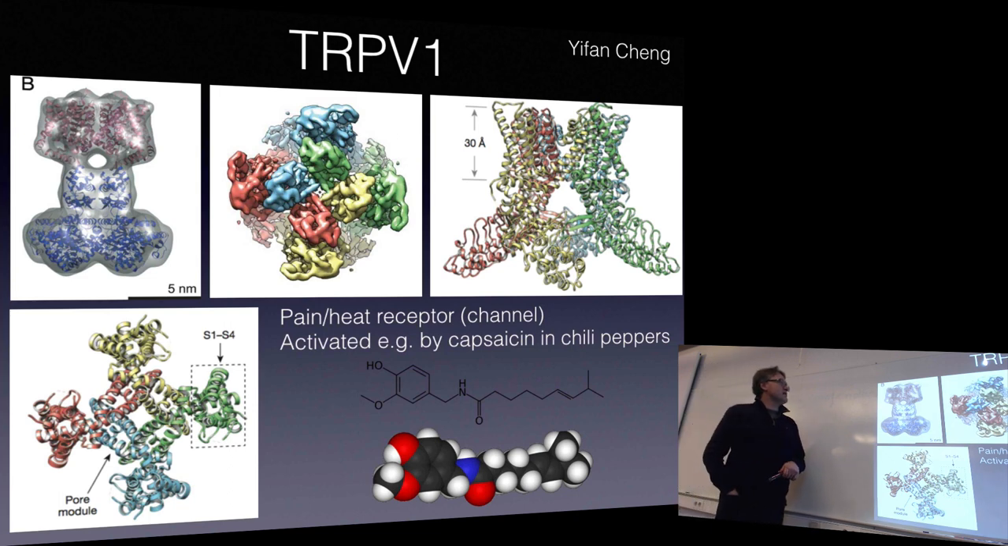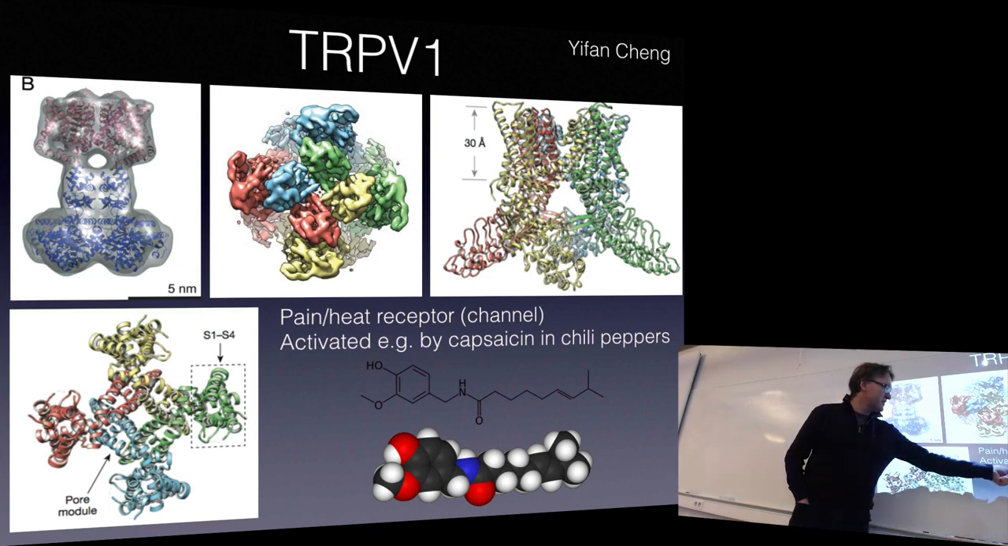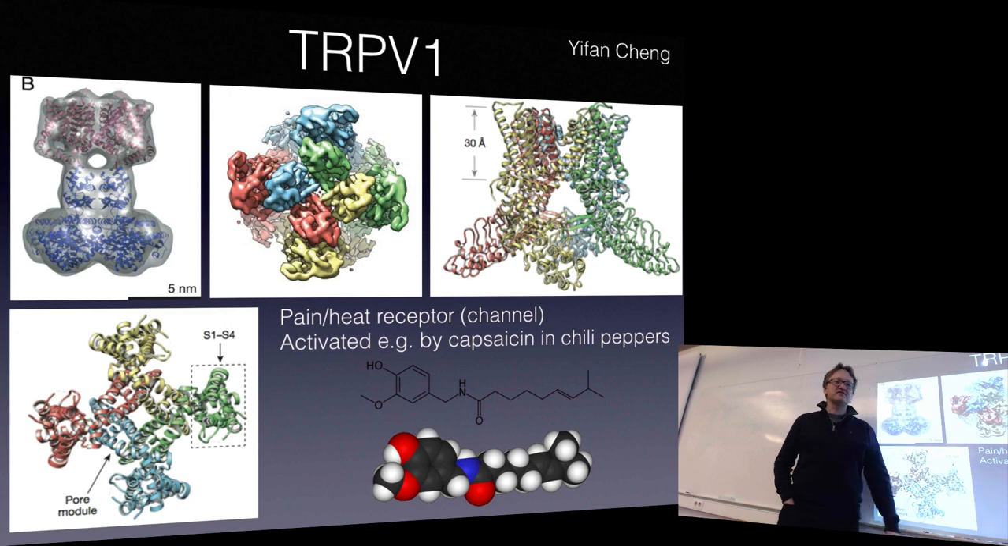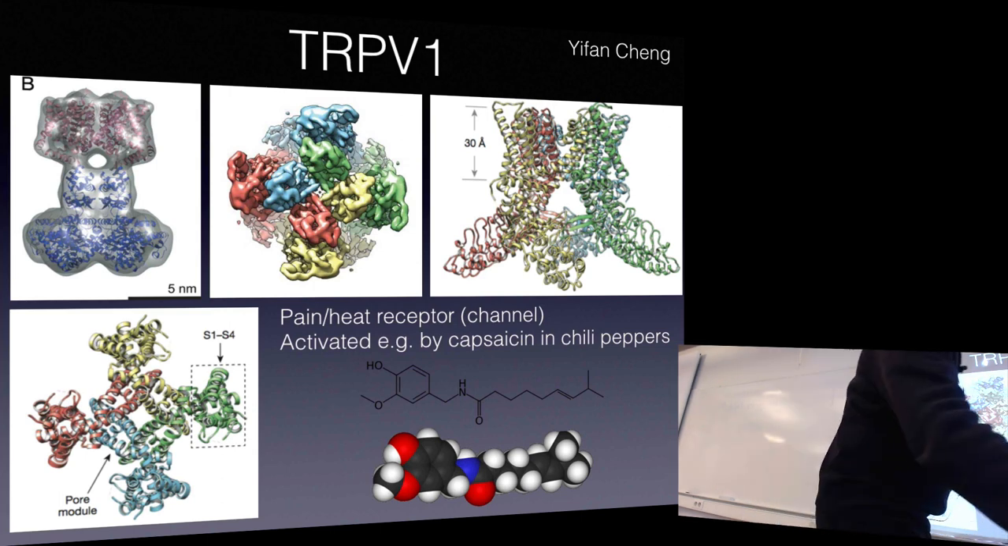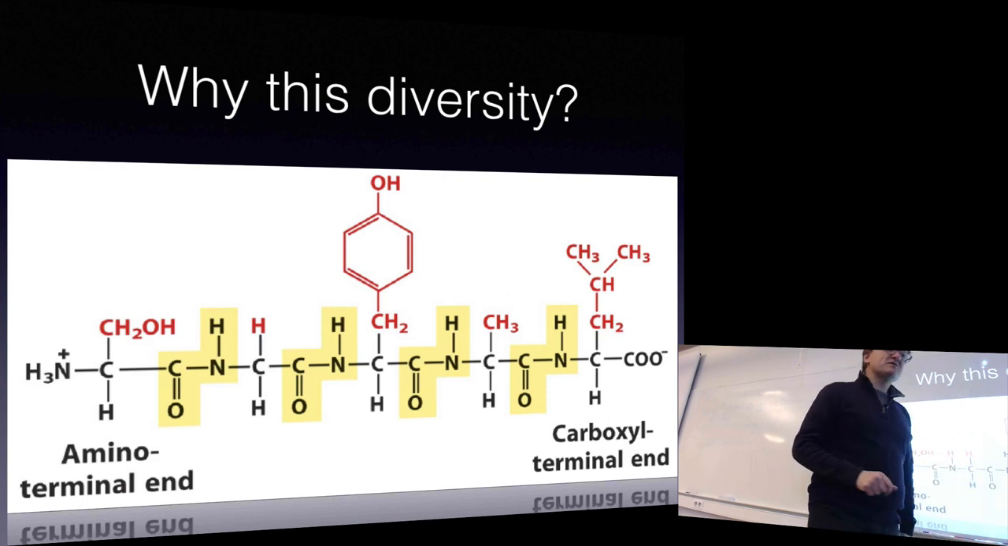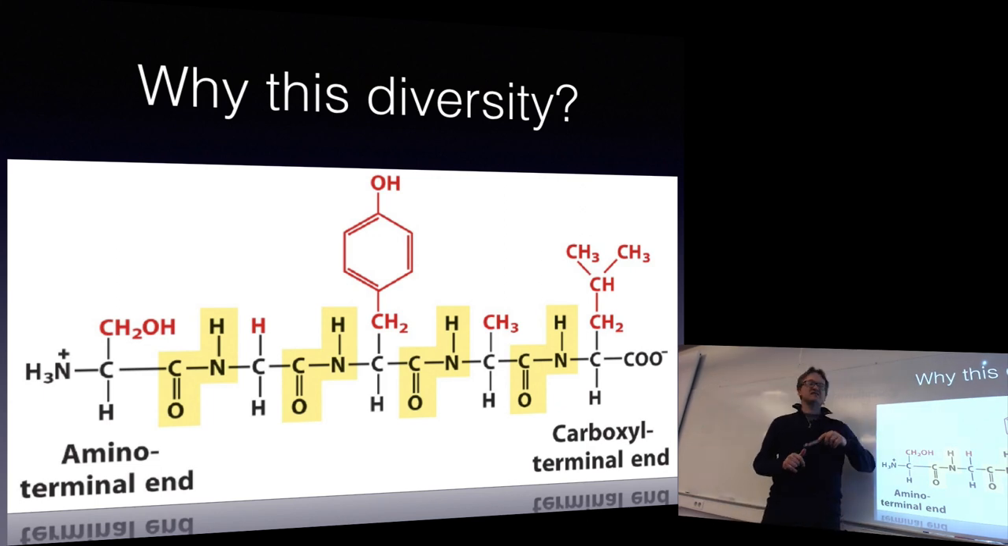This TRPV1 is actually a pain receptor, and heat receptor too, and it's activated by capsaicin in chili peppers, for instance. Very small molecule that binds to this. And when it binds to this receptor, your nerve system senses heat or pain. But this comes back to the diversity. The reason why this particular channel can sense heat is based on the specific amino acid composition of the channel.